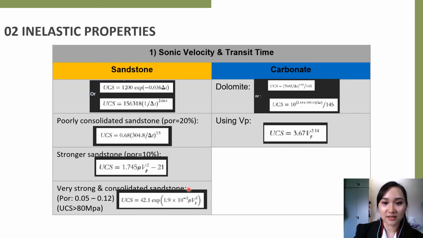Now for carbonate, specifically for dolomite, these are the equations that are commonly used. However, there's also another approach to calculate the UCS, which is by using P wave as the input.